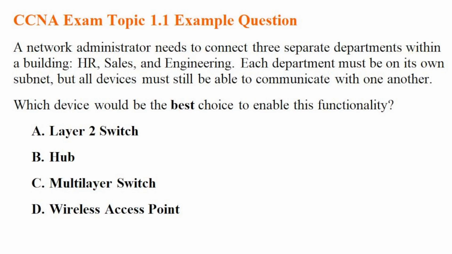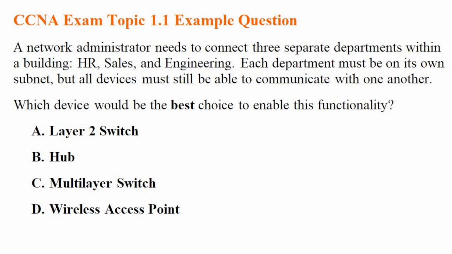A network administrator needs to connect 3 separate departments within a building. Each department must be on its own subnet, but all devices must still be able to communicate with one another. Which device would be the best choice to enable this functionality? Let's look at each option.